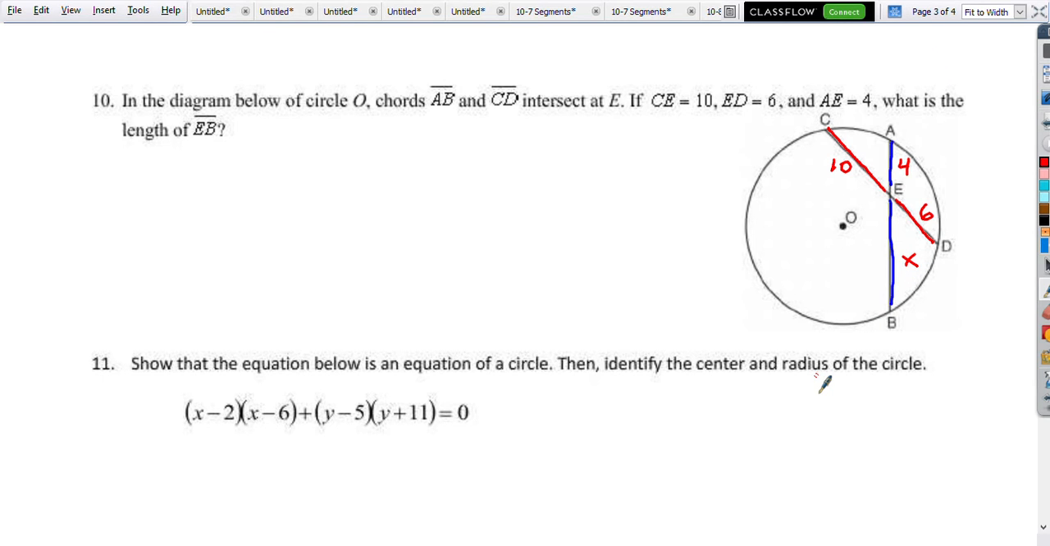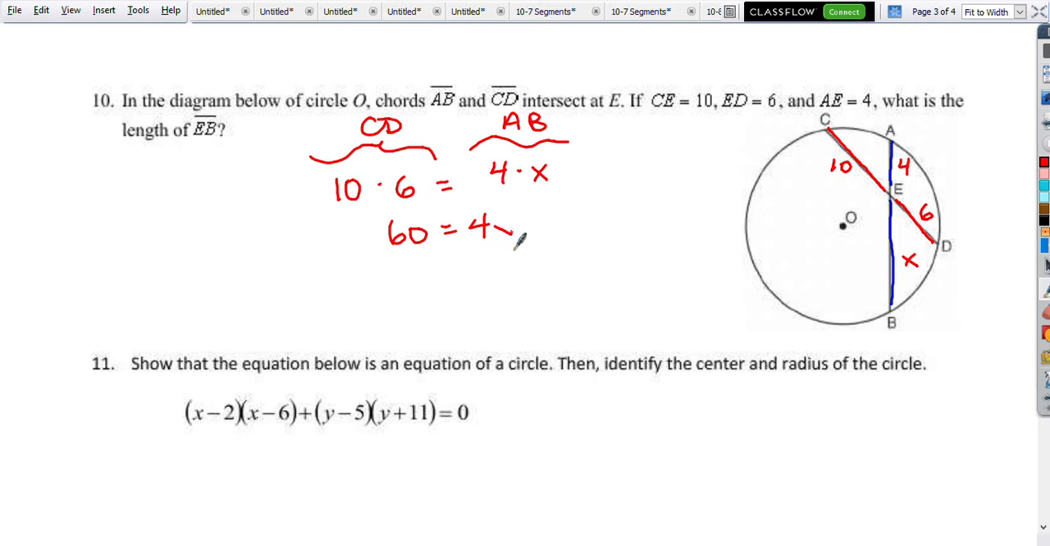So, the first chord, CD, is the first chord, okay? So this is going to break up into 10 times 6, part times part. The second chord is AB. That's going to break up to 4 times x. So 60 is equal to 4x. We divide by 4 and give me all your 15s, because that's my answer, okay? And that's the length of EB.